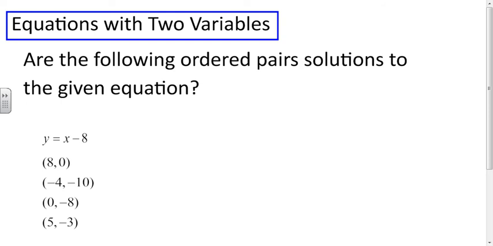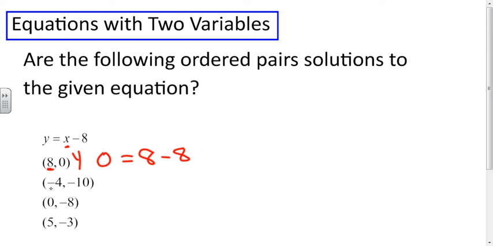Now I want to know if these given ordered pairs are solutions to the equation. So I have the two variable equation, y equals x minus 8, and here's my x coordinate 8. I'm going to substitute that for the x there. So is y, which is 0, equal to 8 minus 8? Yes, because 8 minus 8 is 0, so that's a true statement.